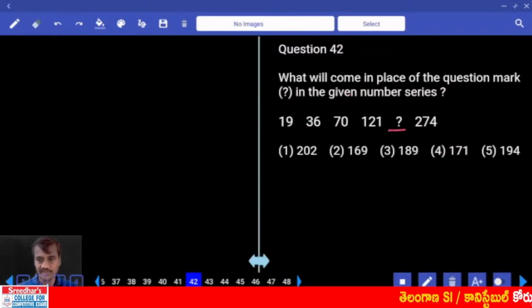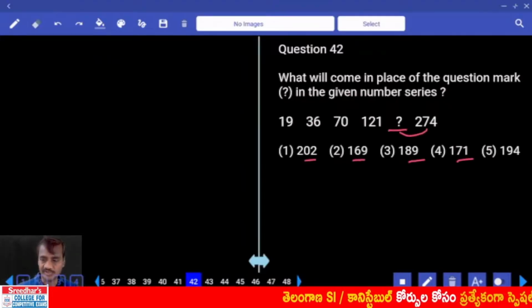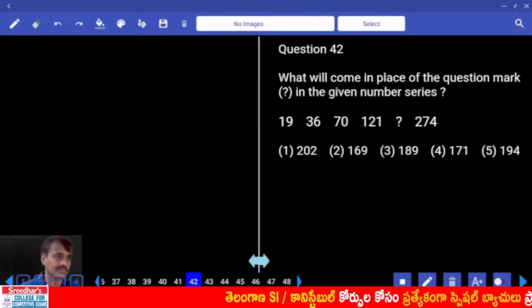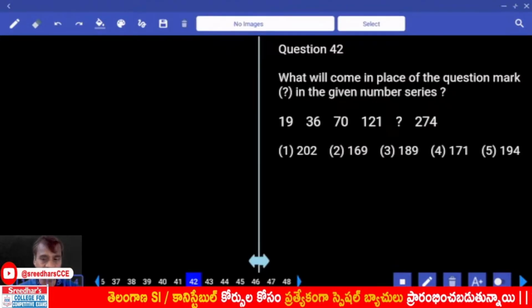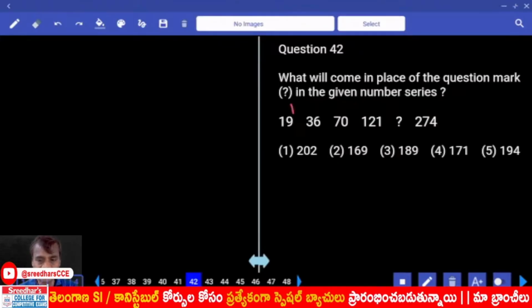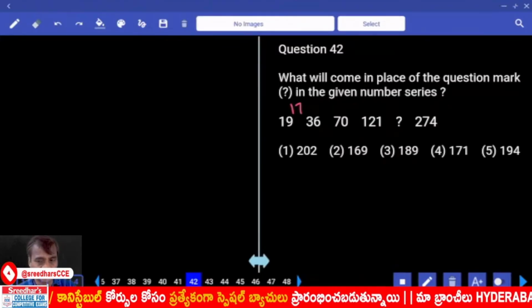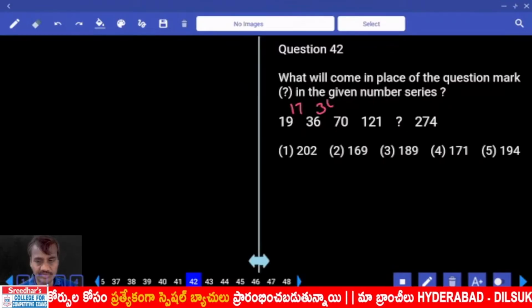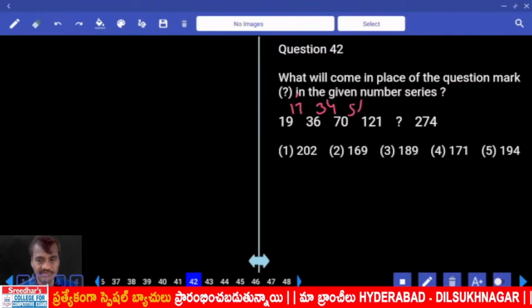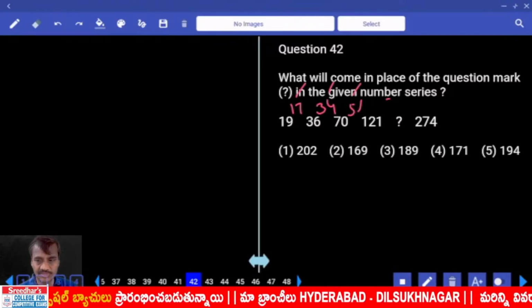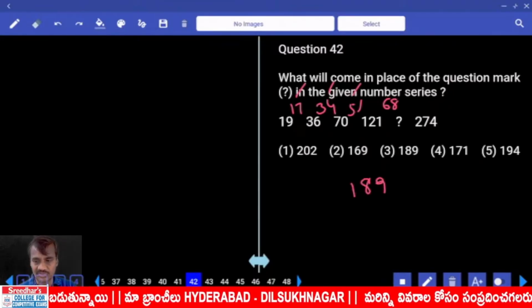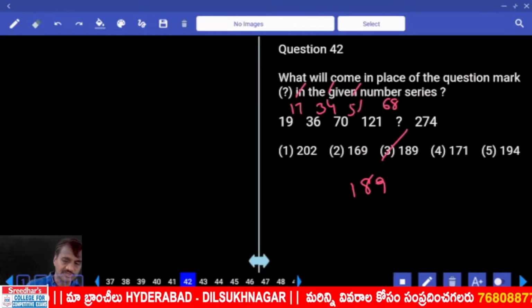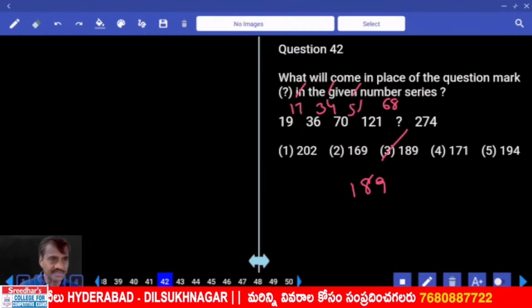Now if you observe here, the numbers are 19, 200, 189 and so on. From here to here, the number has not at least doubled. Hence it must be a difference. 19 plus how much? 17 gives 36, and 70, 34, and here 51. 17 into 1, 17 into 2, 17 into 3, 17 into 4. 8 plus 1 is 9. 12 plus 6 is how much? 18. Choice 189. Multiples of 17 are added.